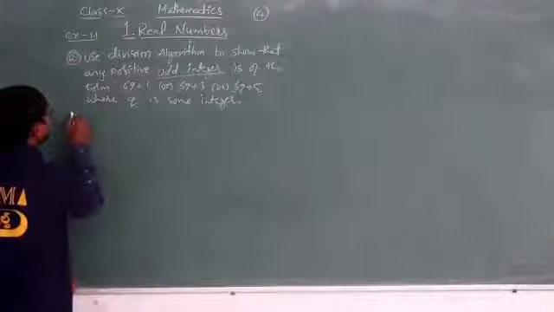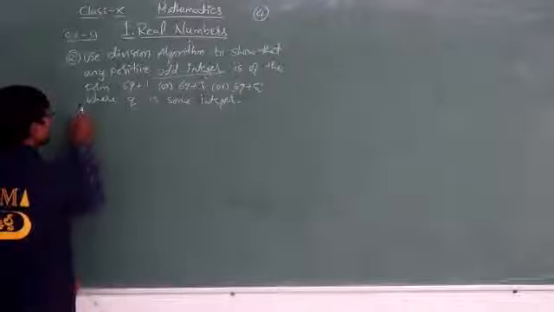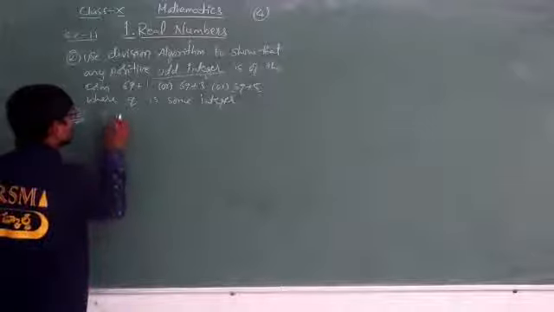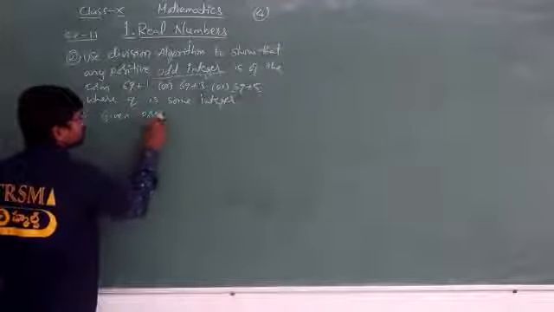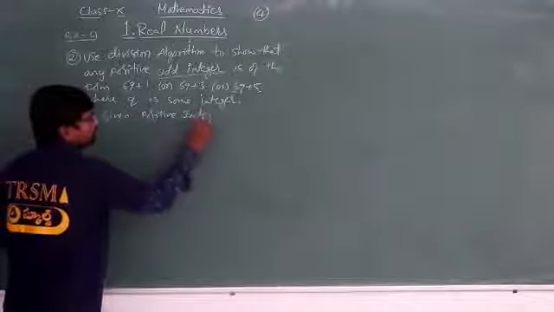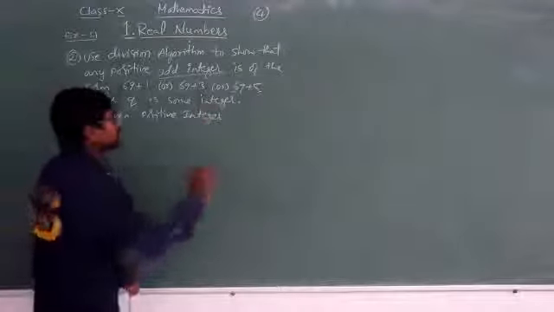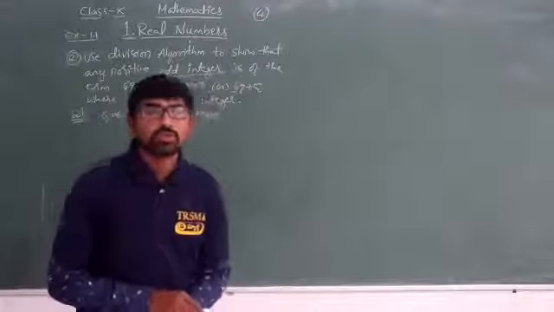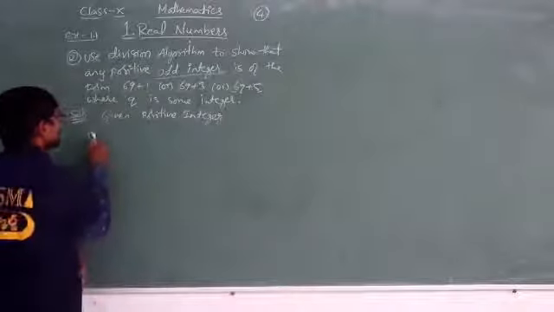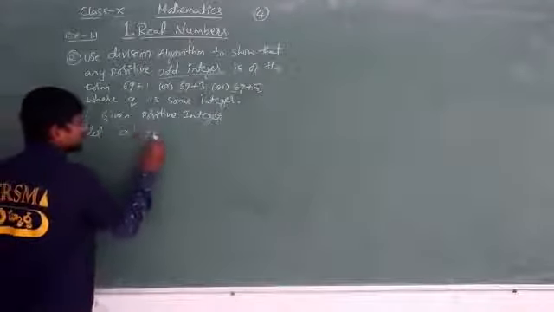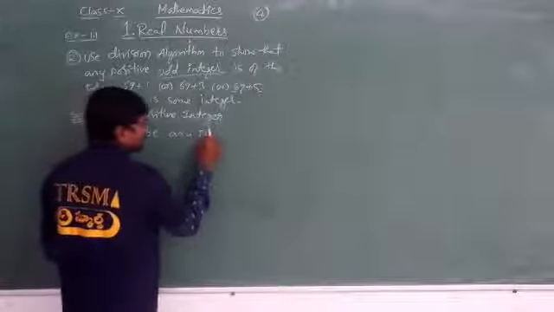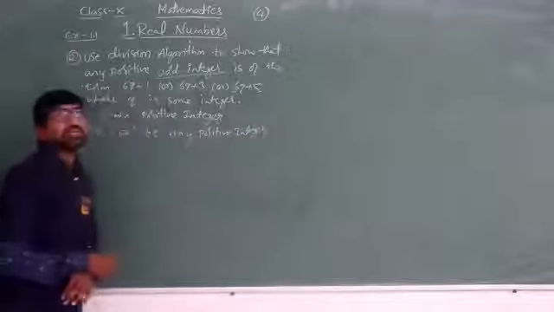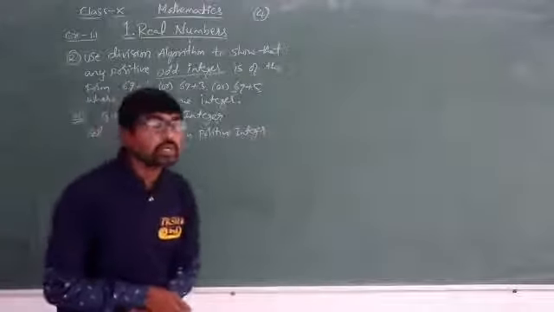So now, as I have already told you, we have to write the steps. First step, given data: what he had given is just a positive integer. We don't know the positive integer. So what I will take, let a be any positive integer, isn't it? Let a be any positive integer. Why are we taking a? Why?